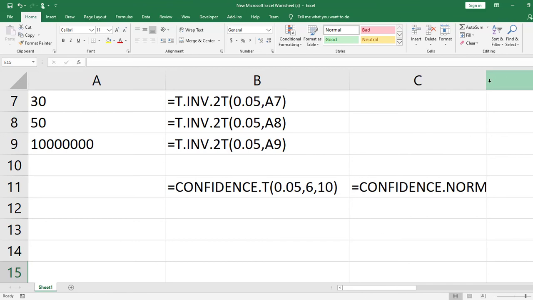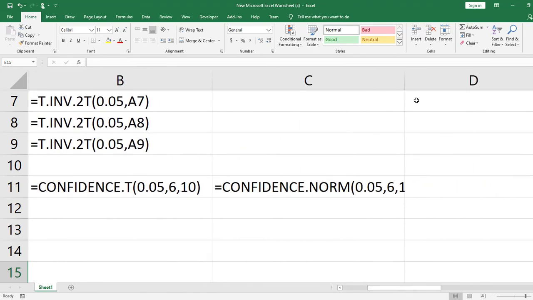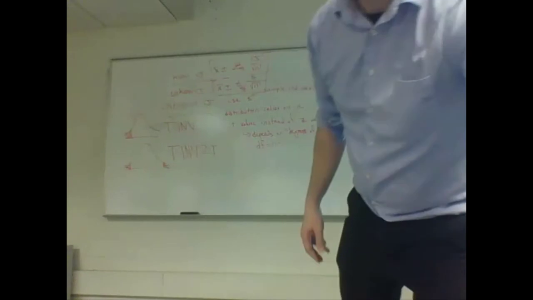Oh, sorry. I mean, it's the same thing. It's the same input, just different command, yeah.